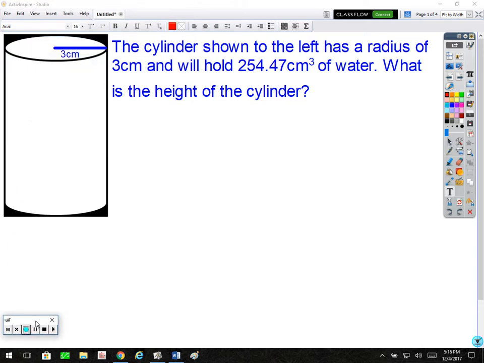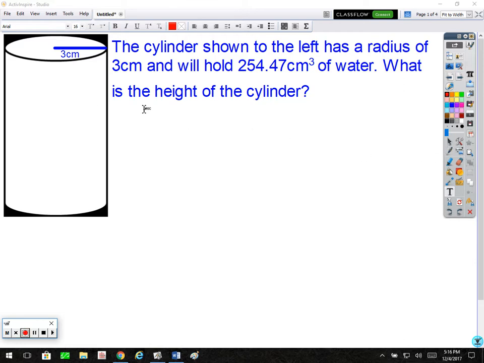All right, let's look at some of the things we talked about in class today. Remember, we have been working on finding the volumes of cones, cylinders, and spheres. Well, today we're going to look at a problem where we have to do a problem in reverse to find either the height or the radius. So let's look at this first one.